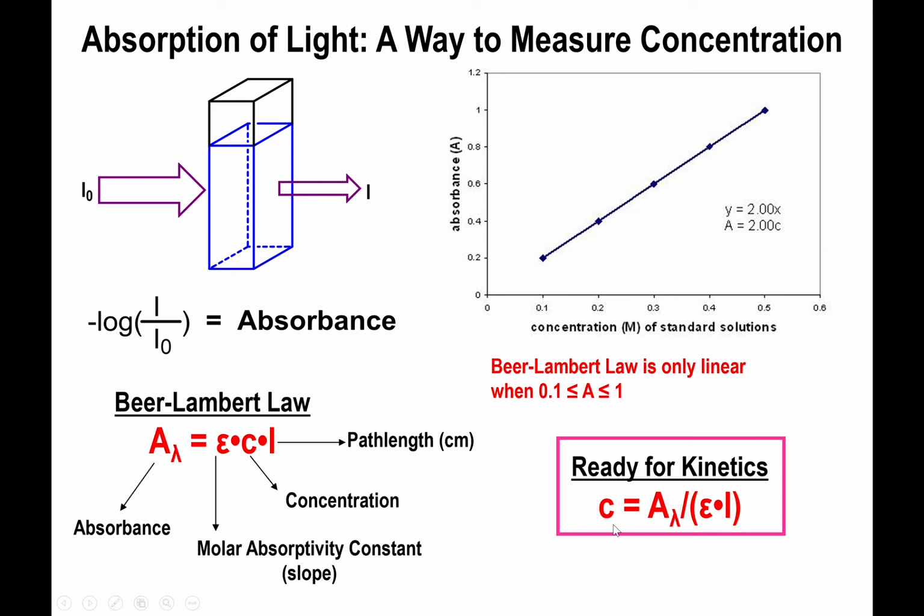But if you want to be more technical about it, technically speaking, to get the concentration of your species to find out how the concentration is changing over time, you have to take the value of the absorbance and you have to divide it by the absorptivity constant and the path length.